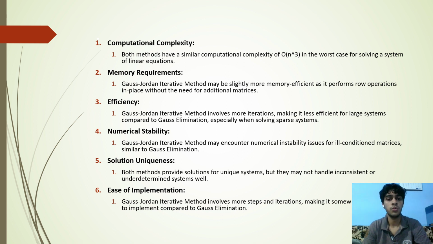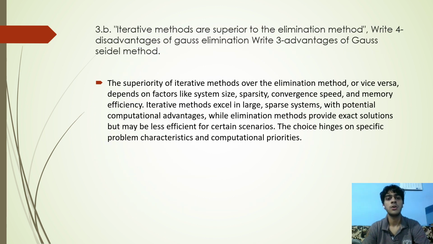Solution uniqueness. Both methods provide a solution for unique systems, but they may not handle inconsistent or underdetermined systems well. Ease of implementation. Gauss-Jordan and iterative methods involve more steps of iteration, making them somewhat more difficult to implement compared to Gauss elimination. Okay, are iterative methods superior to the elimination methods? Write 4 disadvantages of Gauss elimination and write 3 advantages of the Gauss-Seidel method.